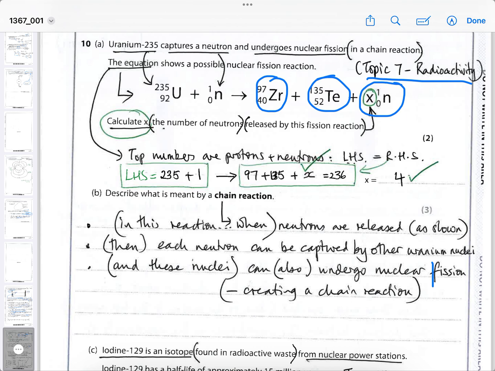So it depends on having enough uranium in the place, and if it goes out of control, it becomes an explosion because the energy cannot be contained in the material. And that's what a nuclear bomb is, that's a design of a possible nuclear bomb. Okay, so 3 marks for the 3 bullet points as listed.